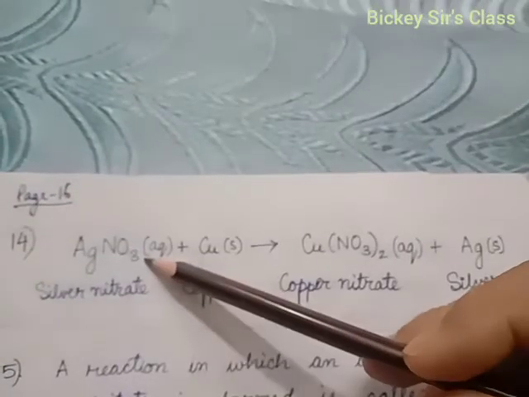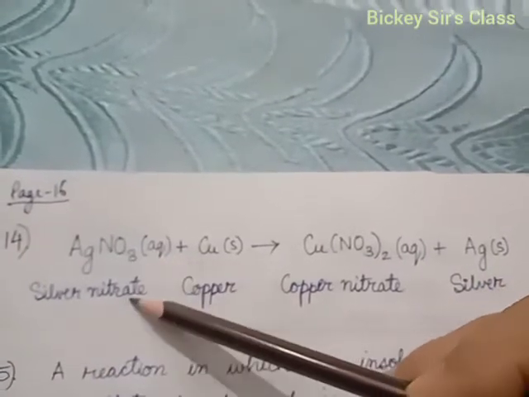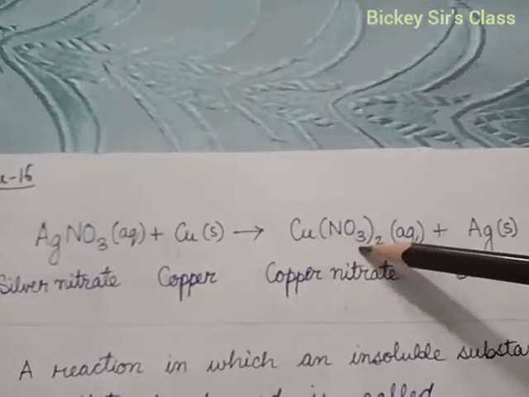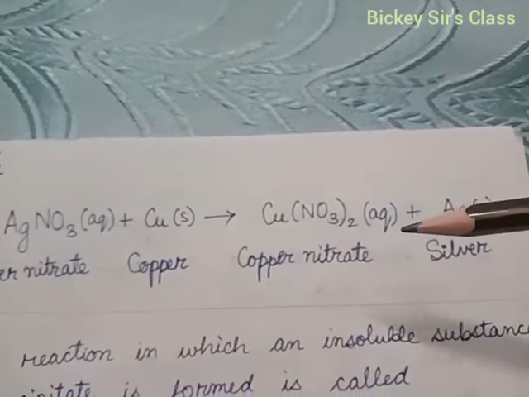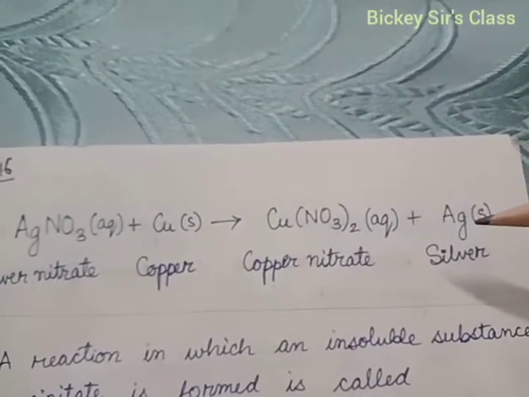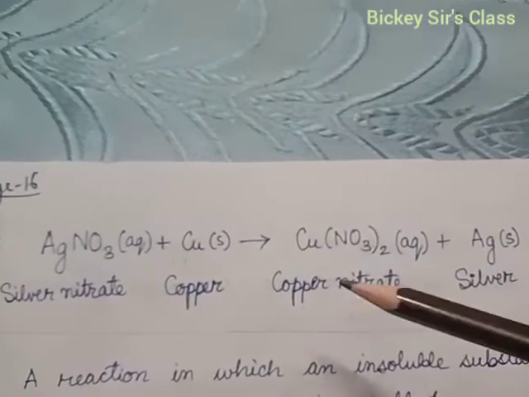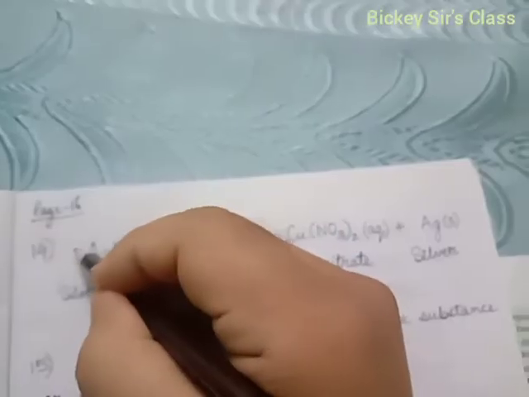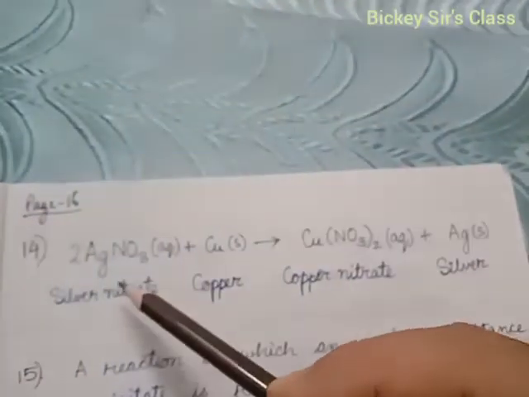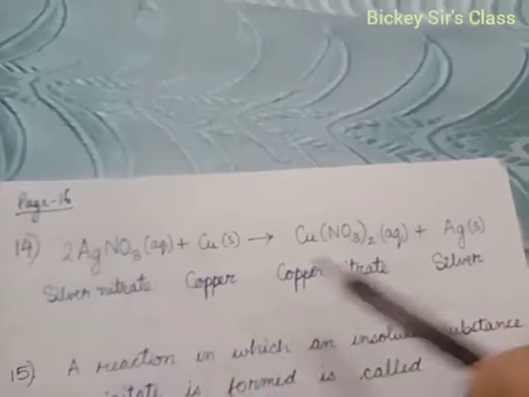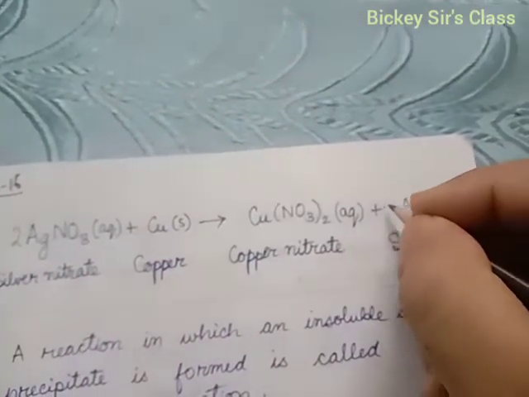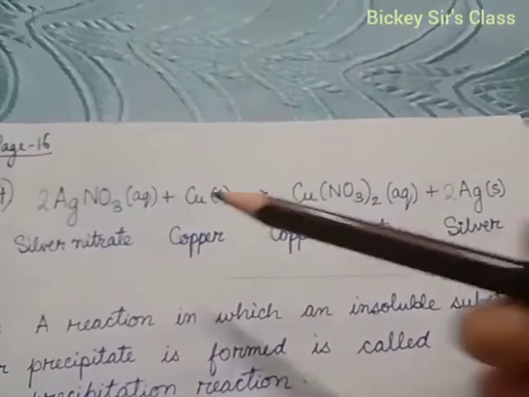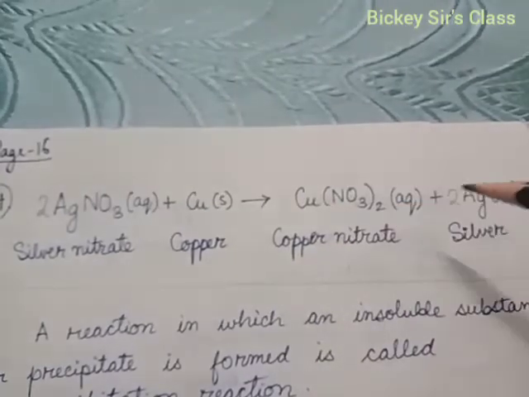Here, AgNO3 stands for silver nitrate, and Cu stands for copper. It produces copper nitrate, Cu(NO3)2, in aqueous solution, plus silver. Now here we need to balance the equation. There are 2 nitrate units, so in front of this formula we will put a 2. Then here 2 silver is there, so we'll put a 2 here. So this is our required answer. Silver nitrate plus copper produces copper nitrate plus silver.